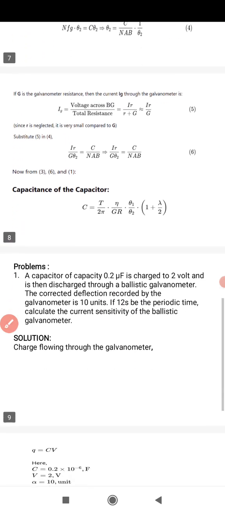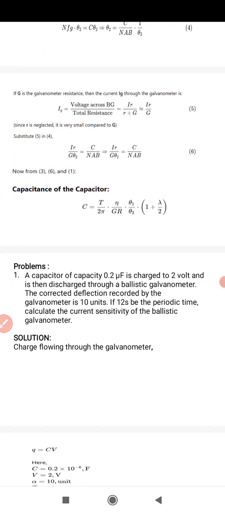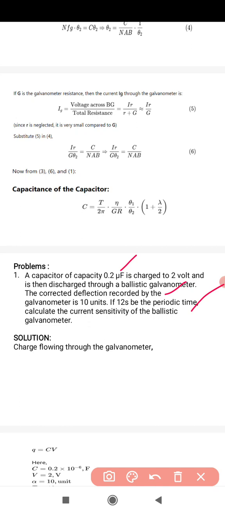Now we can see one problem based on the galvanometer. A capacitor of capacity 0.2 microfarad is charged to 2 volts and is then discharged through a ballistic galvanometer. The corrected deflection recorded by the galvanometer is 10 units. If 12 seconds is the periodic time, calculate the current sensitivity of the ballistic galvanometer.